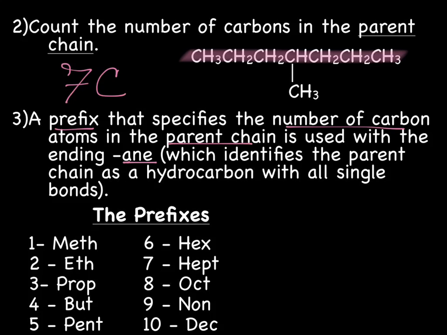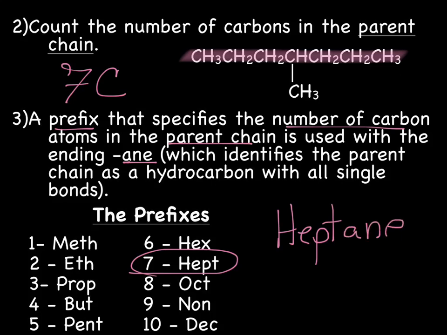So since we have 7 carbons, we're going to use the prefix hept. So hept, and it's an alkane, so it's heptane. Okay, these prefixes, jot them down. You need to know them.